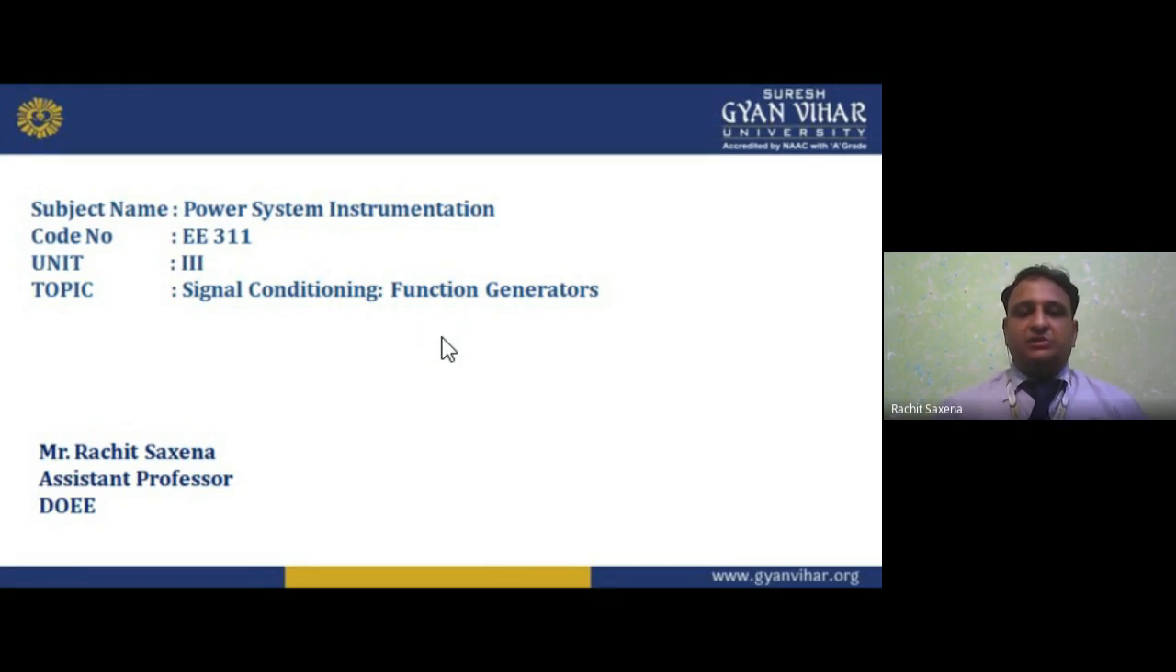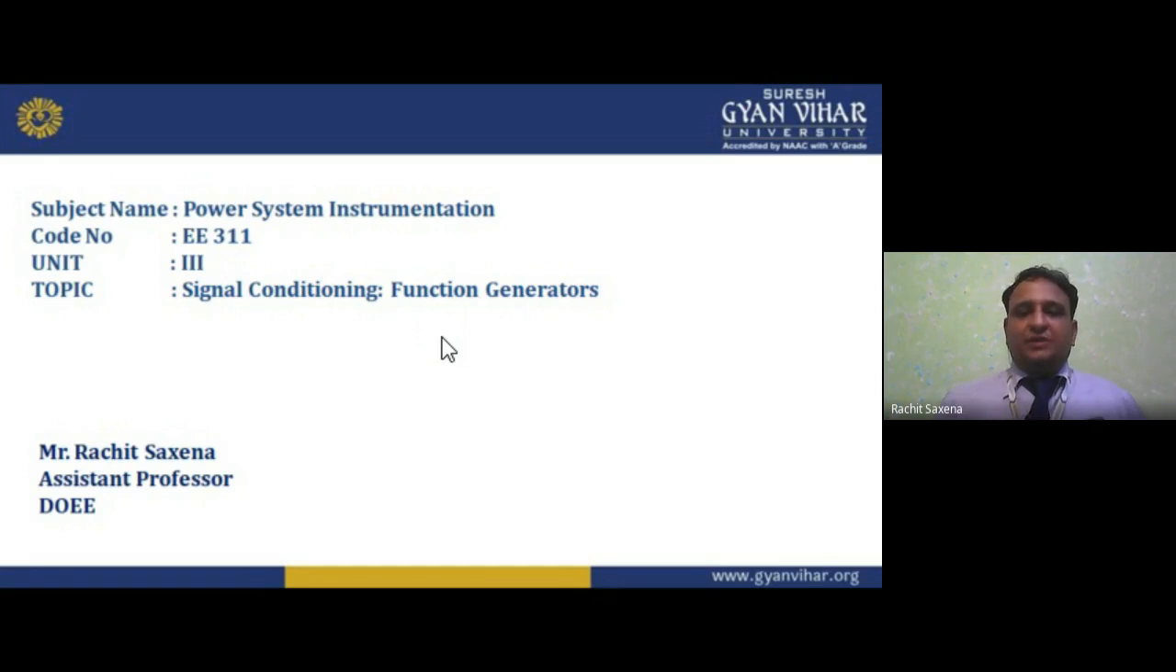This is the lecture on Power System Instrumentation, code WE311 as per our university curriculum. The running unit is Unit 3, and the topic is Signal Conditioning. In this topic, we have function generators.